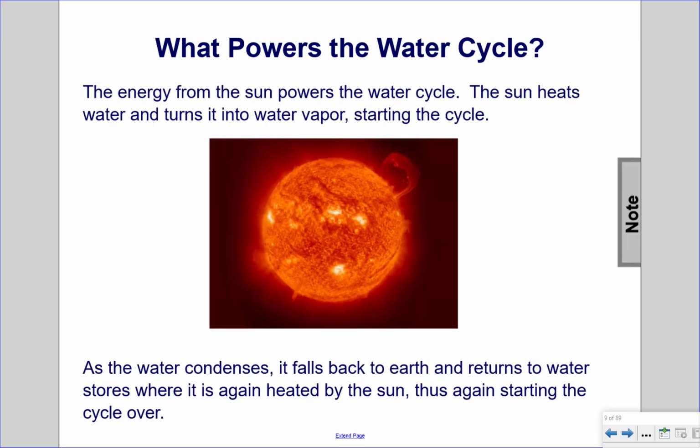What powers the water cycle? The energy from the sun powers the water cycle. The sun heats water and turns it into water vapor, starting the cycle. As the water condenses, it falls back to Earth and returns to water stores where it is again heated by the sun, thus again starting the cycle over.